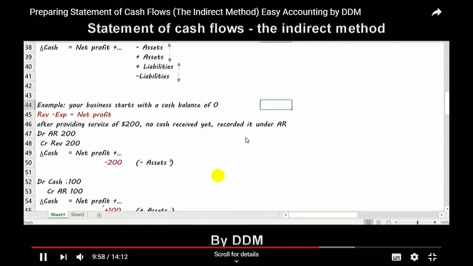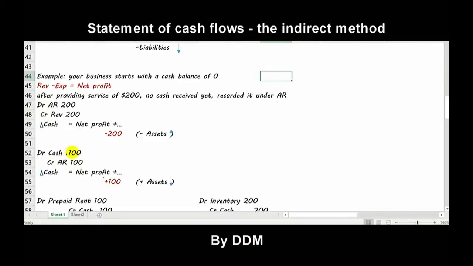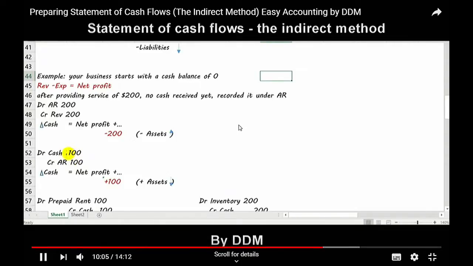Now let's look at what if the customer paid us $100. After we received the $100 from the customer, we recognize that cash increased by $100, but this transaction has no impact on net profit, because both items are balance sheet items, right? Cash and accounts receivable. So this transaction does not influence revenue, does not influence expenses. Consequently, it doesn't affect profit. Is that clear?